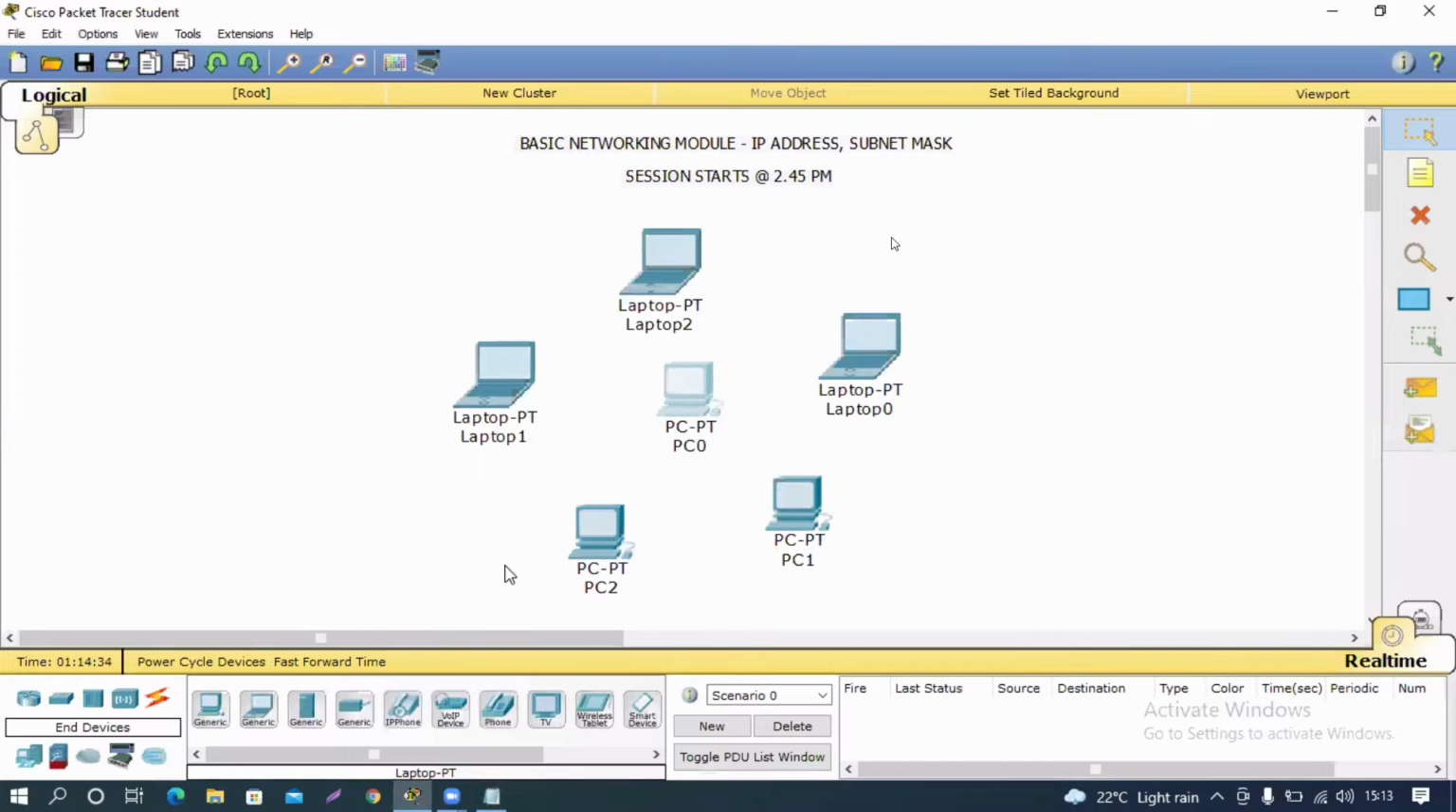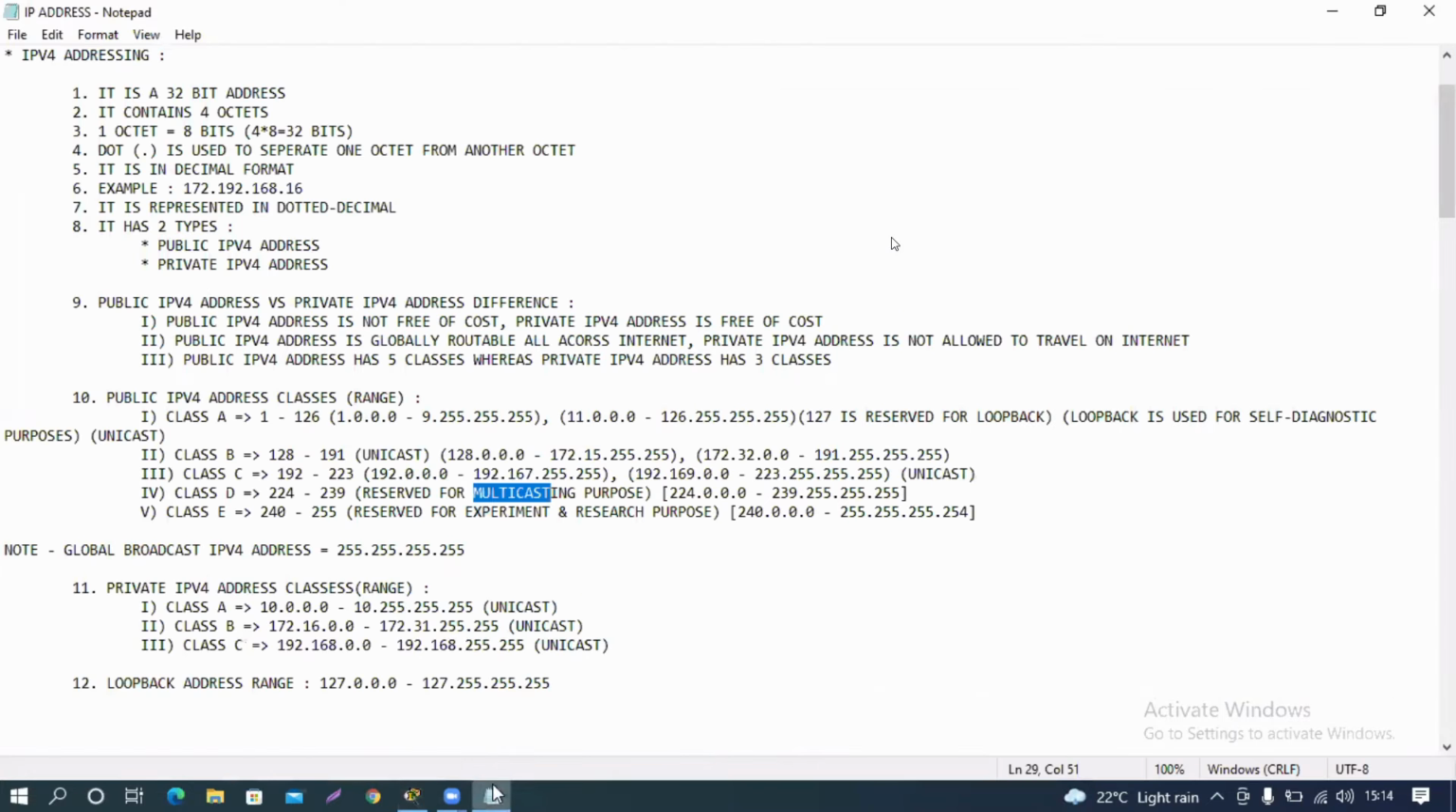For example, let's say this machine wants to send something to just these two machines only, not to all the machines. This is when it forms a group, right? This forms a group, and this is the type of communication. From here you are sending one thing to this group of machines. This is what we call multicast communication. So one to group communication is always multicast.